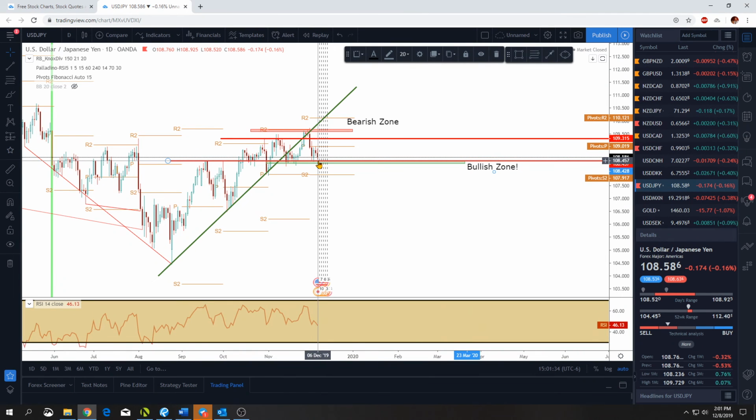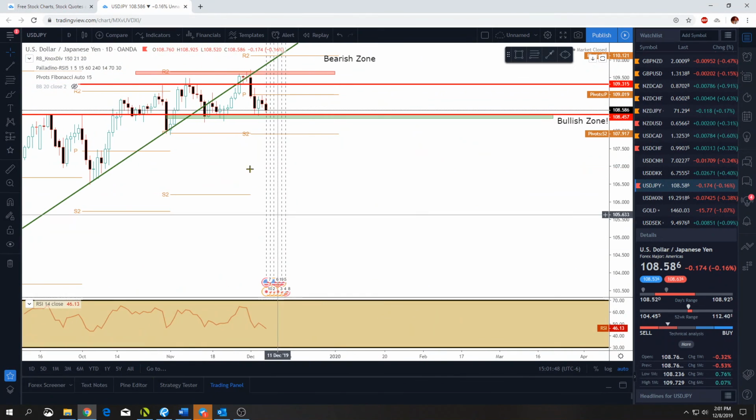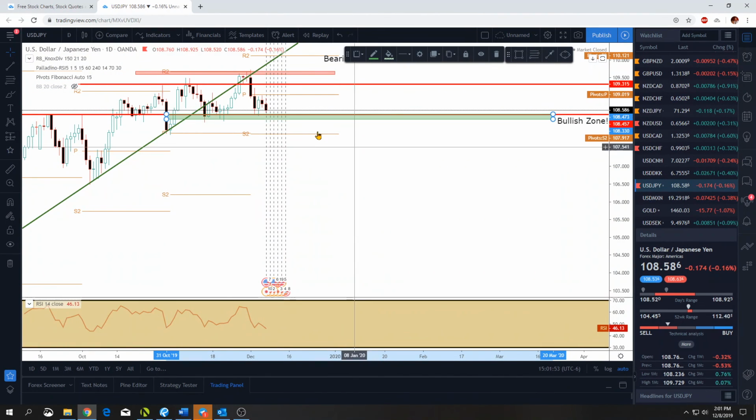Selfishly, I would love to see a break of this area and a breakdown and the Japanese yen start to beat the dollar. And then we have a lot of sell room down here. Selfishly, it's what I'd like to see happen. But like we said, we can't make the market do what we want it to do. Just trade in the probabilities.